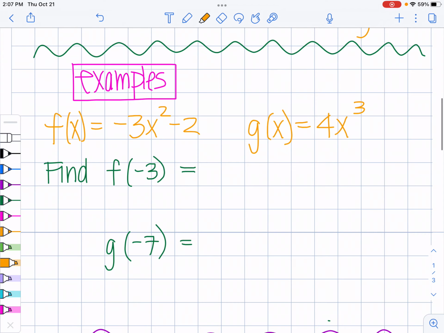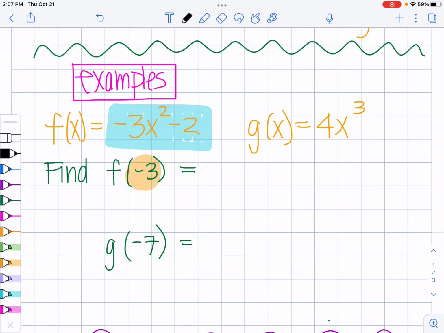So if I want to evaluate functions, I just have to look at the function name and then what number I'm supposed to plug in. So I have two examples for you. In this first one, I have two functions, a function f and a function g, okay? In this first part, it says find f of -3. So that means I'm going to find my function f, this guy right here. This is my function f, -3x squared minus 2. I'm going to put in a -3 where I have an x.